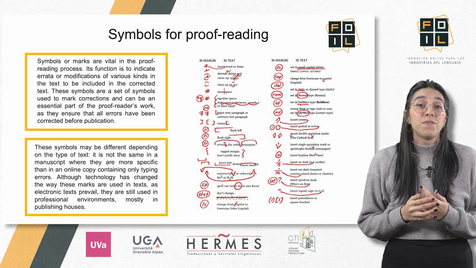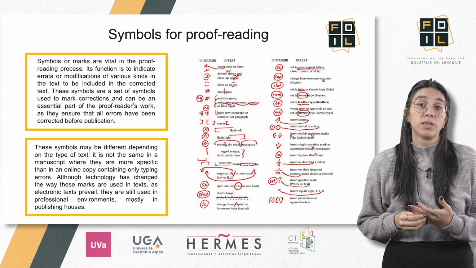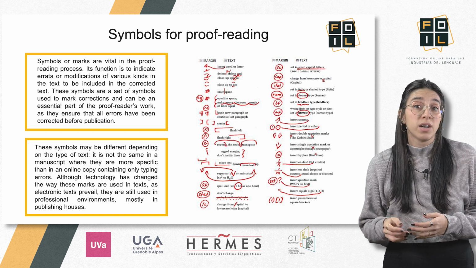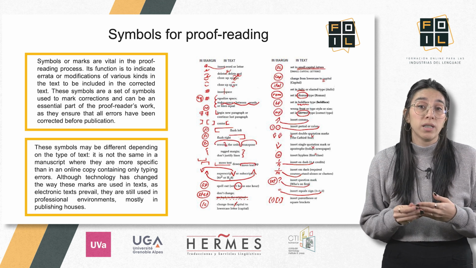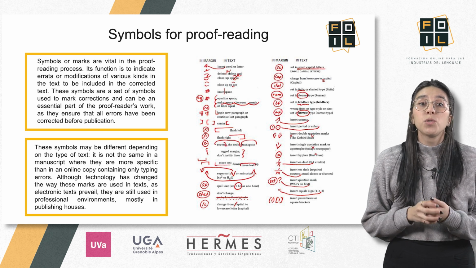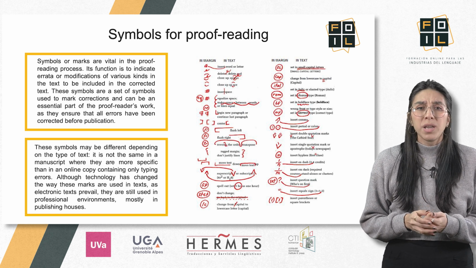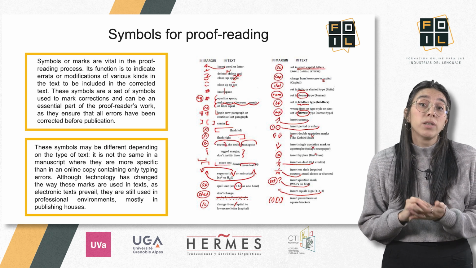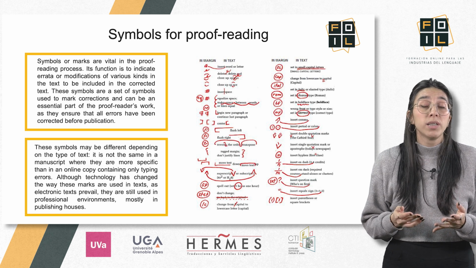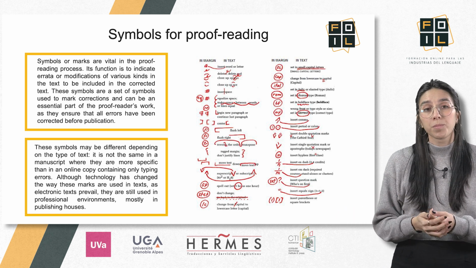Symbols or marks are vital in the proofreading process. Its function is to indicate errata or modifications of various kinds in the text to be included in the corrected texts. The symbols are a set of symbols used to mark corrections and can be an essential part of the proofreader's work, as they ensure that all errors have been corrected before publication.